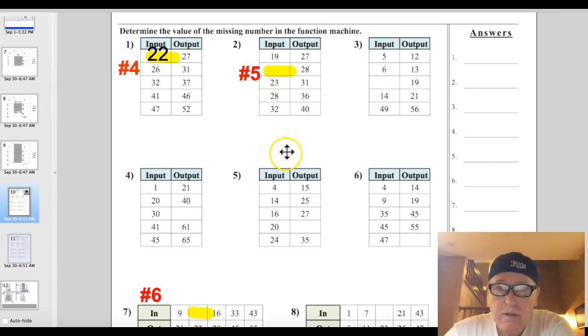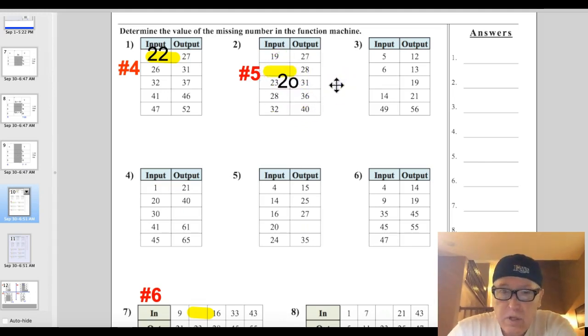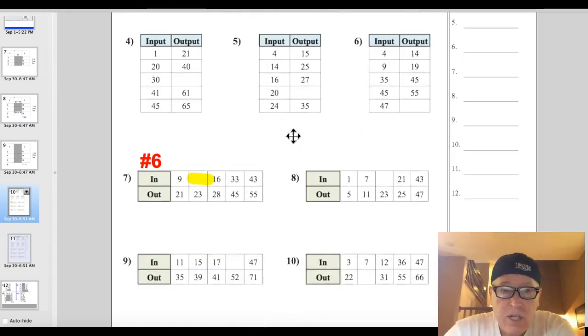How about over here, number 5? What's going on? Well, see, the numbers are jumping all over the place, but it looks like you're subtracting 8. You're adding 8 going this way or subtracting 8 going this way. So this one would be 20. Let's just see if it fits the pattern. 19 plus 8. Yep. 20 plus 8. 23 plus 8. Yep. Just like this one. 22 plus 5. 26 plus 5. 41 plus 5.